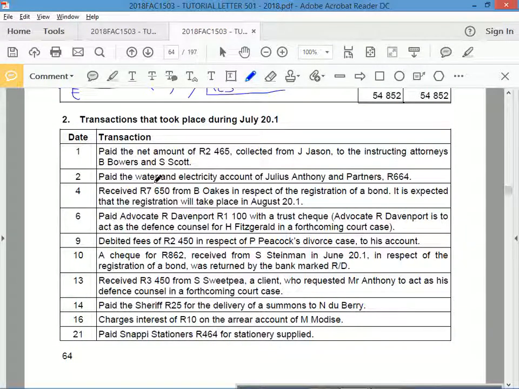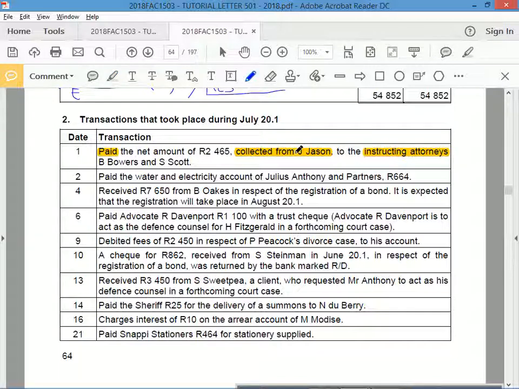Right, then they've given you transactions. With these, let's identify who does it affect. That's the most important bit. And you can always highlight something in the question. Right, so number 1 says, paid the net amount collected from Jason to the instructing attorneys, Bowers and Scott. Okay, it's collected from Jason, and it's being paid to instructing attorneys.